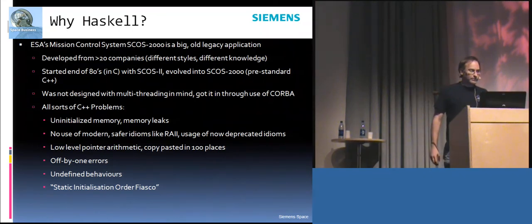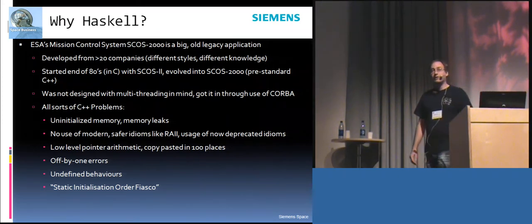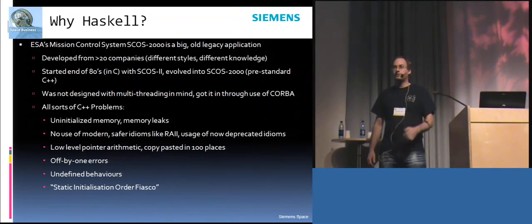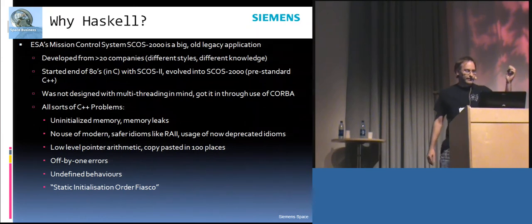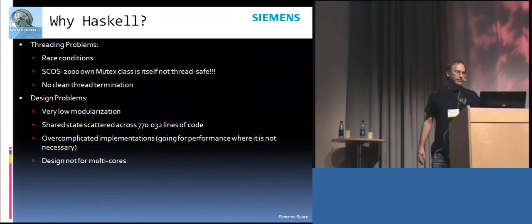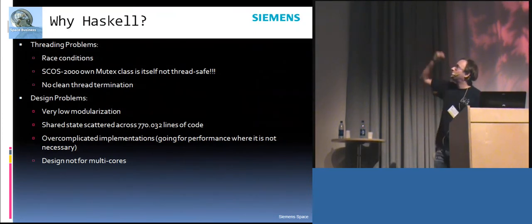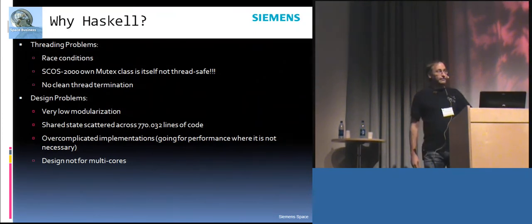You have all sorts of problems that you can get. Uninitialized memory, memory leaks, no use of modern, safer idioms. You have low-level pointer arithmetic copied to 100 places, and if you update it and you miss one place, you get burned in hell. Off-by-one errors, undefined behavior, the static initialization order fiasco, name it. Threading problems, race conditions. The biggest joke: SCOS 2000's own Mutex class is not thread safe.